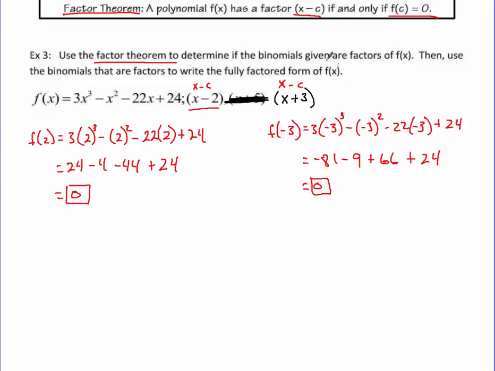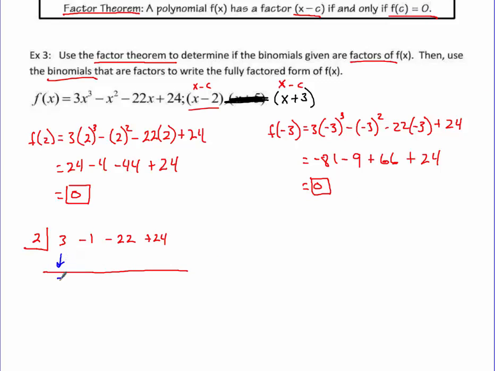So now that we've determined that they're both factors, we need to use the binomials that are factors, which is both of them, to write the fully factored form of f of x. And we're going to use synthetic division to do that. So we're going to start with our 2. And we're going to use synthetic division with 3x cubed minus x squared minus 22x plus 24. And we're going to work this out real quick.